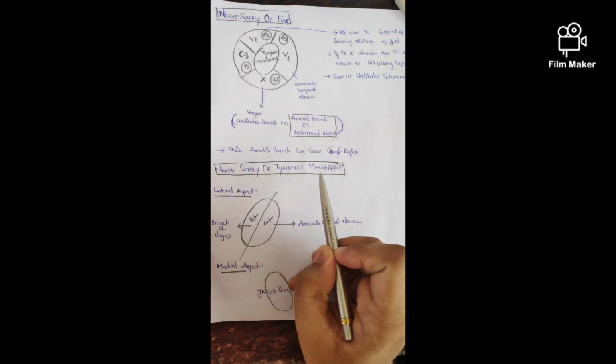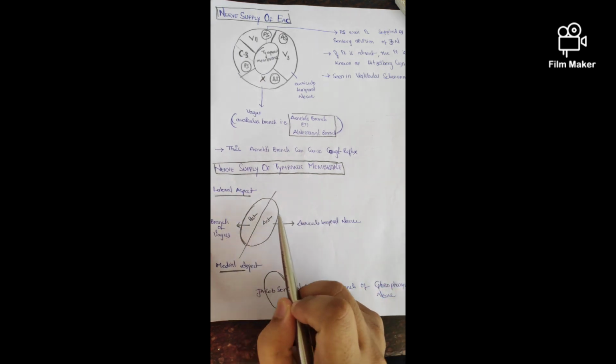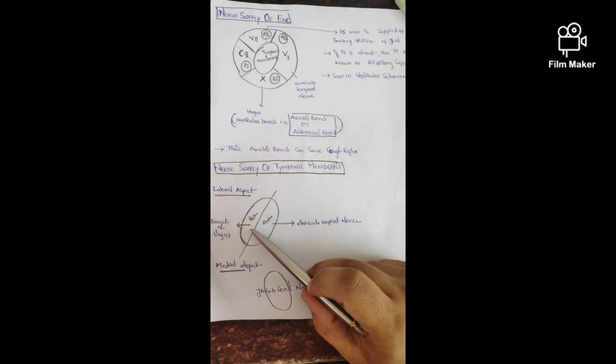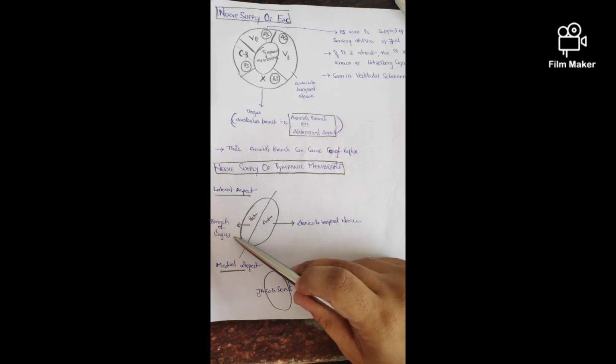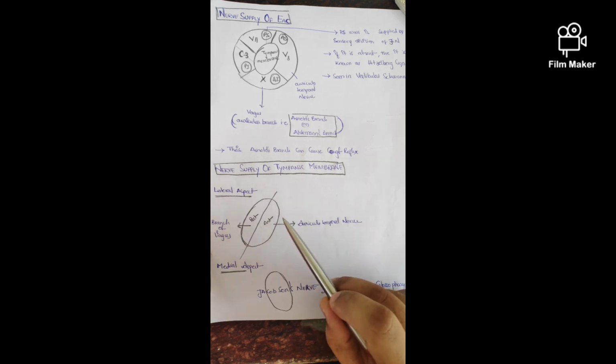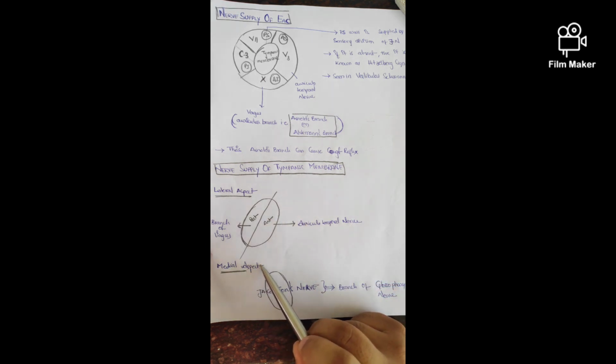Nerve supply of the tympanic membrane. Lateral aspect of the tympanic membrane. The posterior aspect of the tympanic membrane is supplied by the vagus nerve, whereas the anterior part is supplied by the auriculotemporal nerve. The medial aspect of the tympanic membrane is supplied by Jacobson's nerve, a branch of the glossopharyngeal nerve.